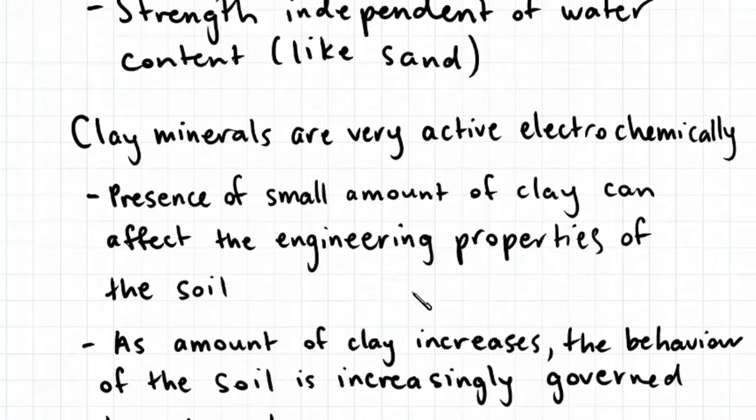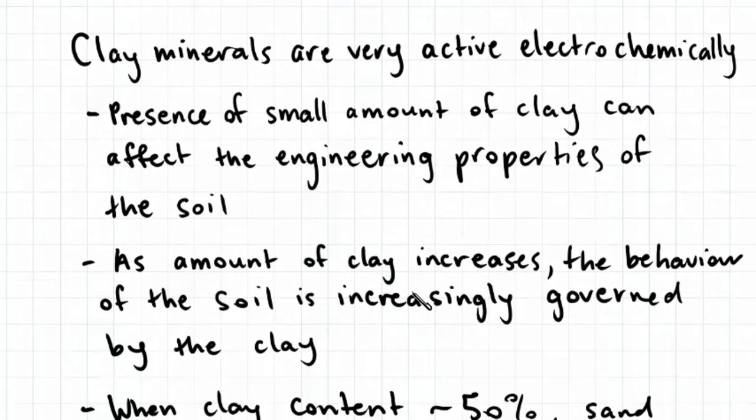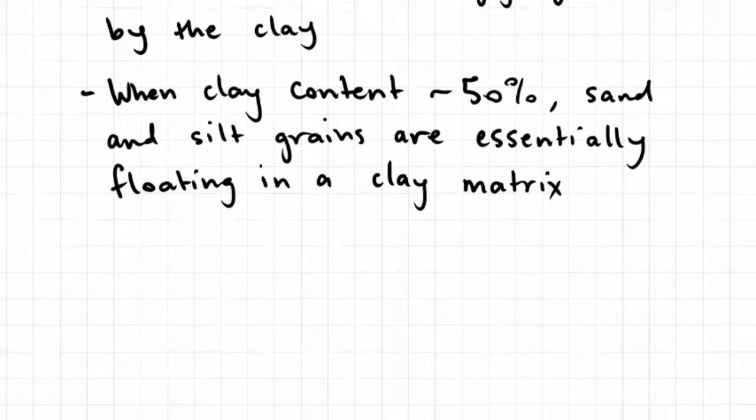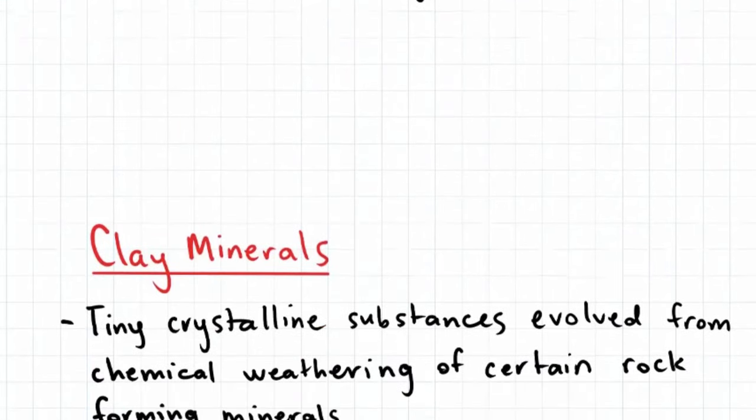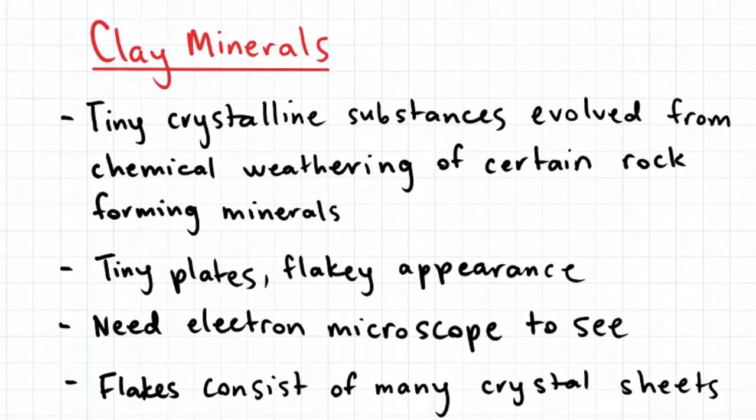And the reason that water has an effect on the behavior of clay soils is because the clay minerals are very active electrochemically. The presence of even a small amount of clay can affect the engineering properties of the soil. And as the amount of clay increases, the behavior of the soil is increasingly governed by the clay. Now, when the clay content reaches about 50%, we find that the sand and silt grains are essentially floating within the clay matrix.